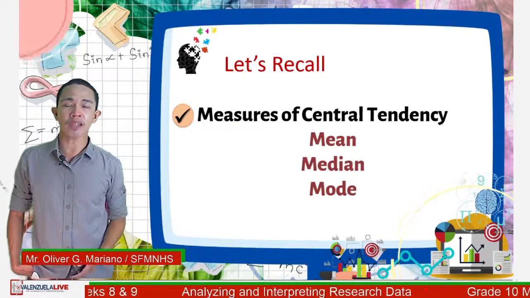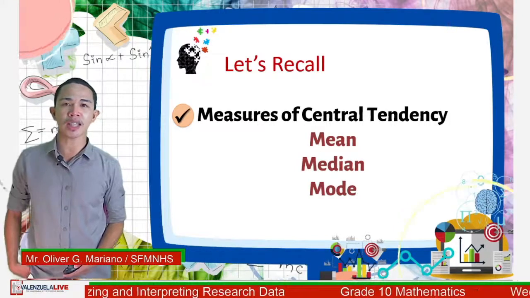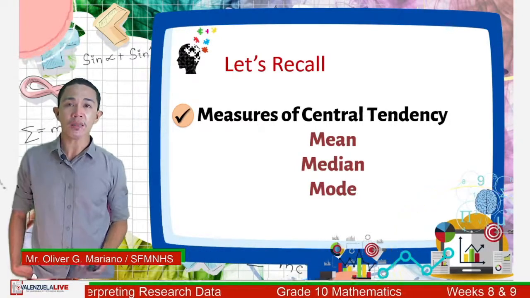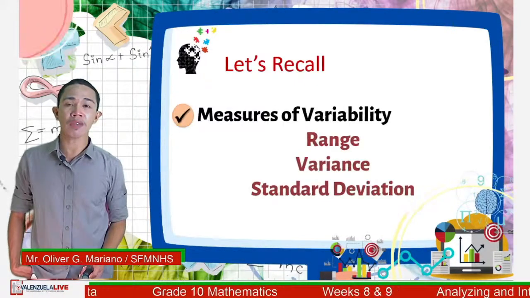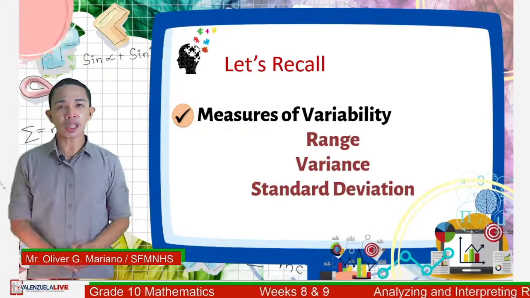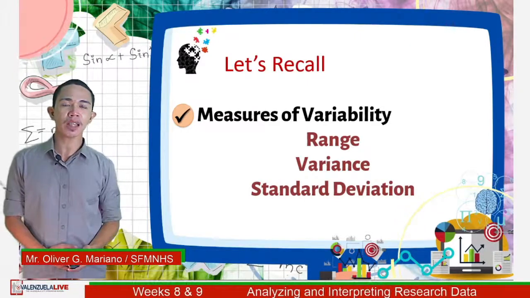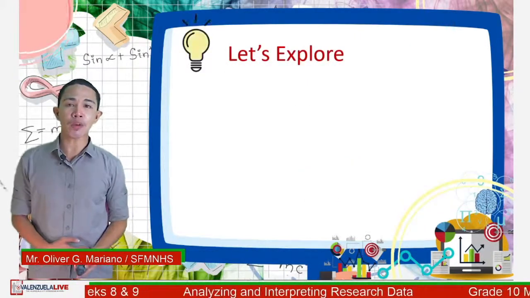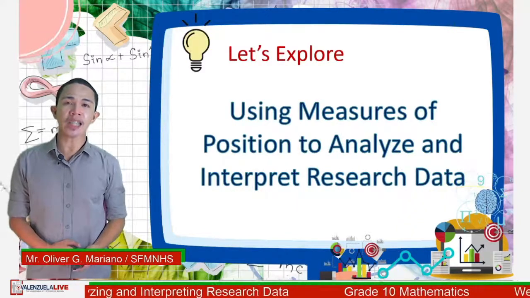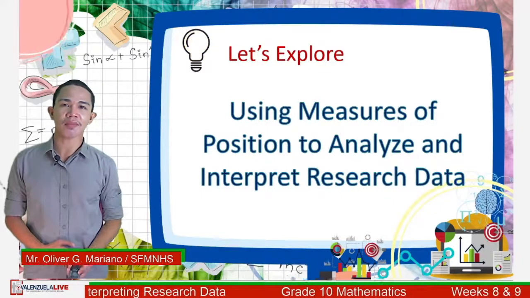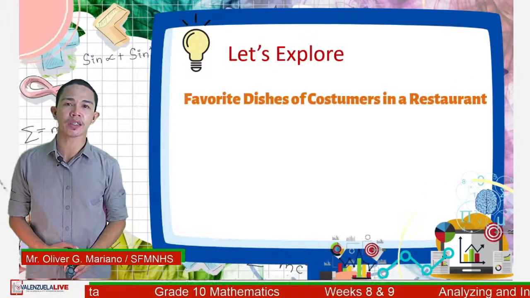Another set of descriptive measures in statistics are called measures of central tendency. We have the mean, median, and the mode. Last one, we have the measures of variability, which are range, variance, and standard deviation. Let's explore each of these as we use them in analyzing and interpreting research data. So let's focus first on measures of position.